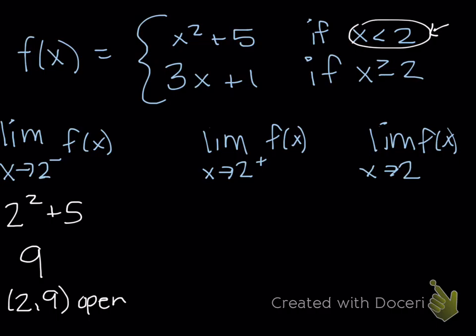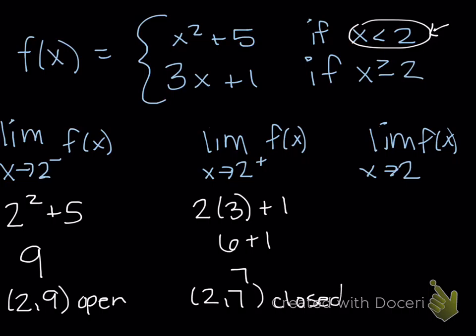Now I'm approaching 2 from the right-hand side, so I'm talking about my values that are bigger. So I'm plugging into the bottom piece. So 6 plus 1 is 7, and I know the coordinate (2, 7) will be closed. It will be defined there. So as I approach from the left, I'm going to 9. As I approach from the right, I'm going to 7. So overall, the limit does not exist because these two things are approaching two different values. Now, however, if I asked for f of 2, I know the answer would be 7 because that's where it's defined. So again, that's the idea of piecewise functions without looking at a picture.